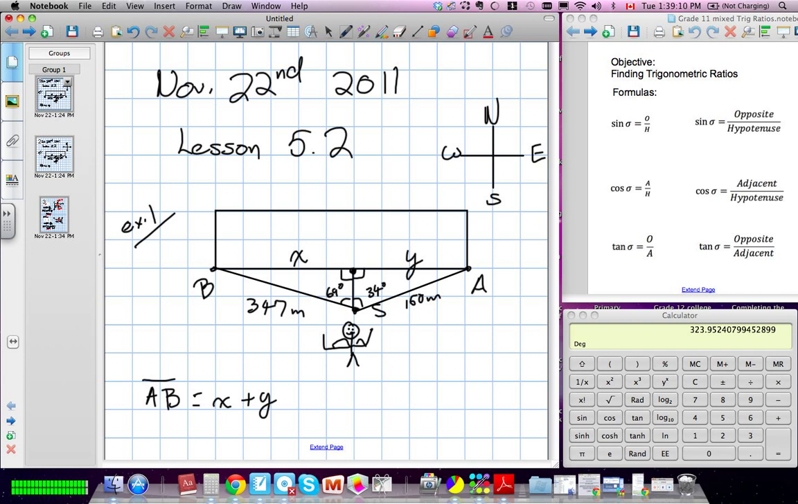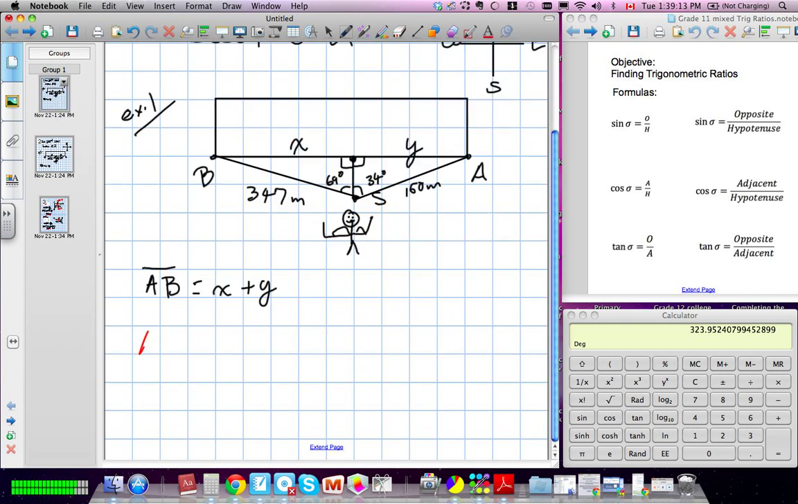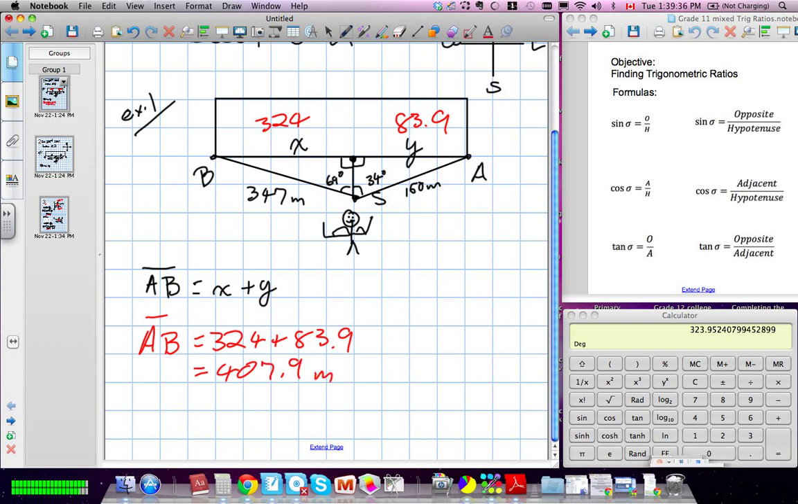So, A and B was equal to, we remember x was 324 and y was 83.9. Sorry. We add our two together, and we get 407.9 meters long is our distance.